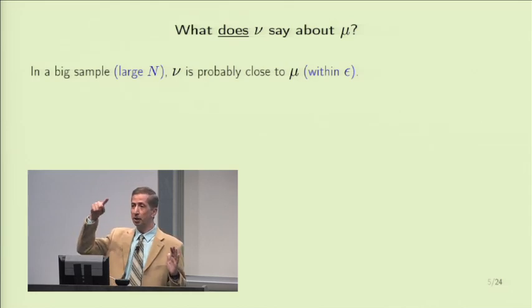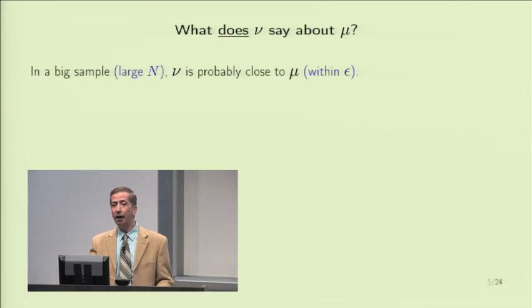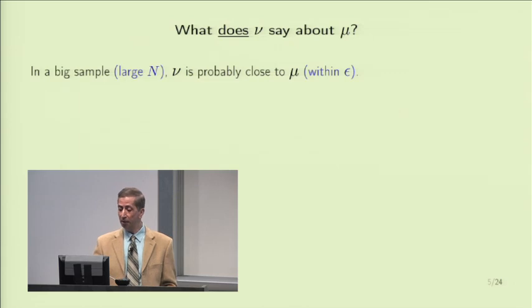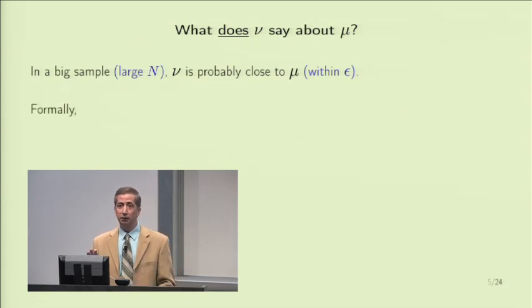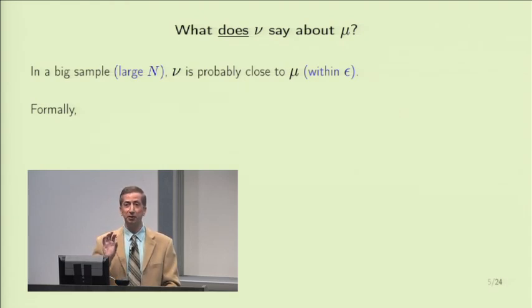Okay? So now the symbols that go with that, what is a big sample? Large n, our parameter n. Okay? And how do we say that nu is close to mu? We say that they are within epsilon. Okay? That is our criteria. So now with this in mind, we are going to formalize this. Okay? Now, the formula that I'm going to show you is a formula that is going to stay with us for the rest of the course.